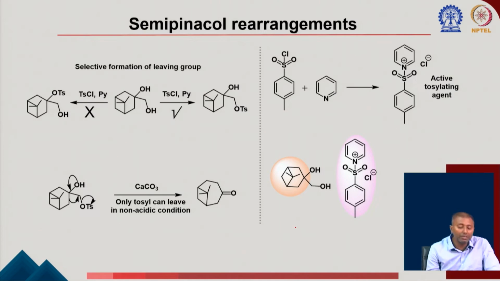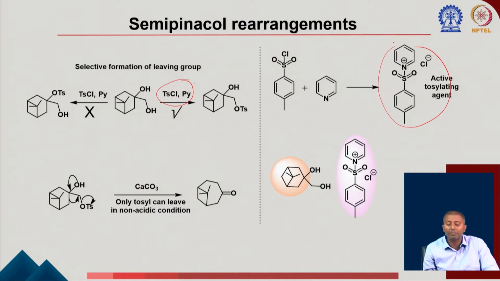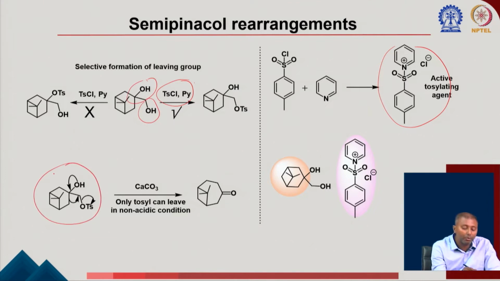This can be done using pyridine and tosyl chloride. If you use tosyl chloride and pyridine, I think you already know about these acylating agents. Pyridine reacts with tosyl chloride. Now if you use this tosyl chloride with this vicinal diol, this is a tertiary, this is a primary. The primary will react very fast, and this product will be obtained. Once you have this particular compound, once you treat it with calcium carbonate, in the absence of any acid, this will go for this 1,2 shift, giving this particular compound.